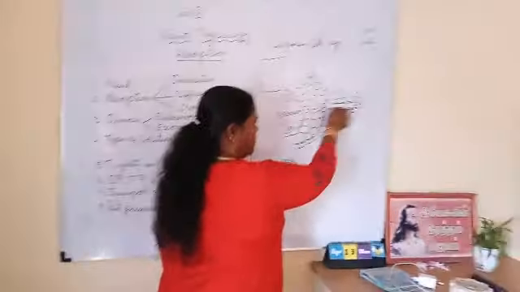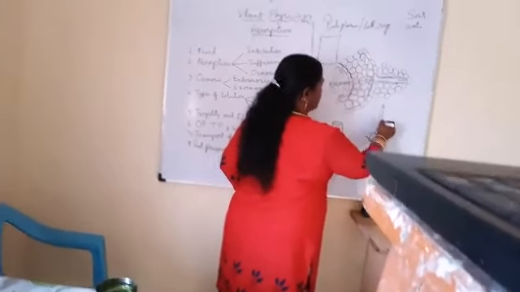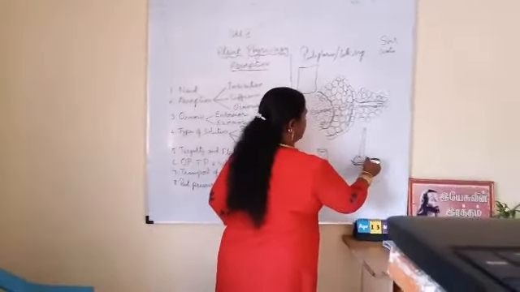Thistle funnel experiment: the thistle funnel will be like this, and we have to take the thistle funnel, tie it with a sheep bladder or cellophane paper, fill the thistle funnel with sugar solution, and dip the funnel in a beaker which contains water.